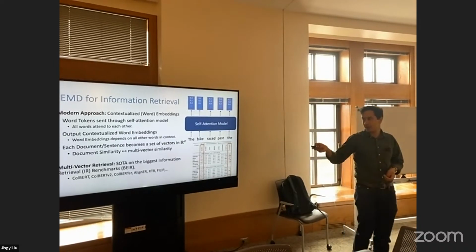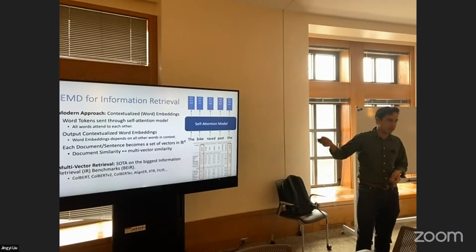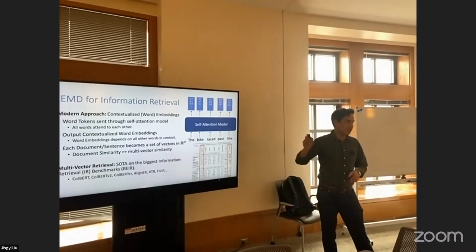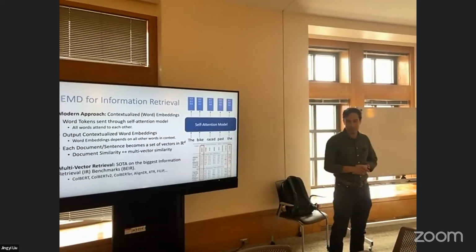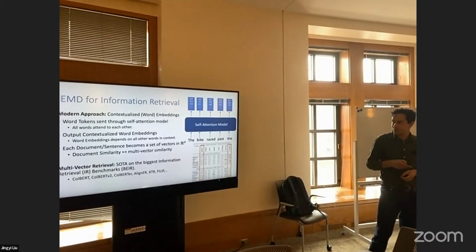So if you look at the BEIR benchmark, which is the standard benchmark that people use to look at information retrieval tasks along with clustering and a lot of other NLP tasks, these methods based on multiple vectors and this kind of similarity give state-of-the-art results. So this is quite a powerful technique to use.